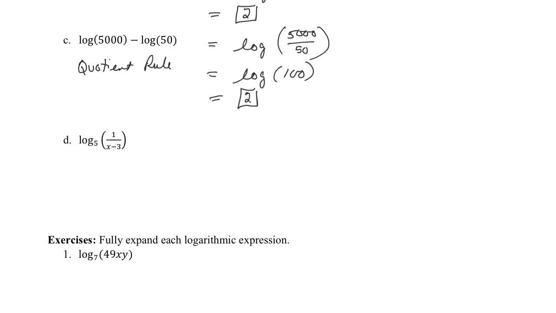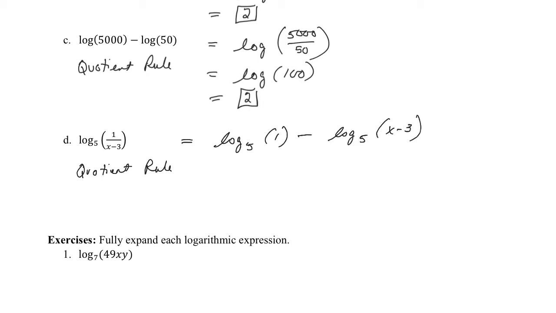For D, log base 5 of 1 divided by x minus 3. Now this time I'm going to expand, again using the quotient rule. The other ones I condensed, so I wrote them in a simpler format. This one I'm going to expand. So this will be log base 5 of 1 minus log base 5 of x minus 3. And we don't do anything to separate the x minus 3. There are no laws of logs for that.